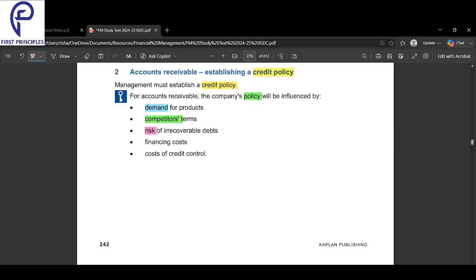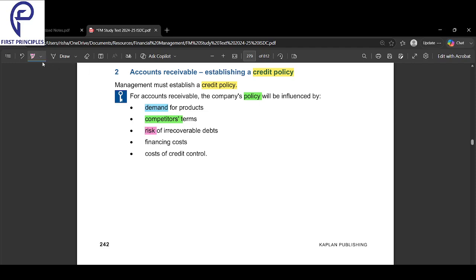Next, financing cost. You have to look into whether the borrowing is expensive. Like currently, I gave a lot of credit and I don't have any money, so I have to borrow from the bank. If the borrowing is very expensive, then you give very little credit, or don't give credit at all.